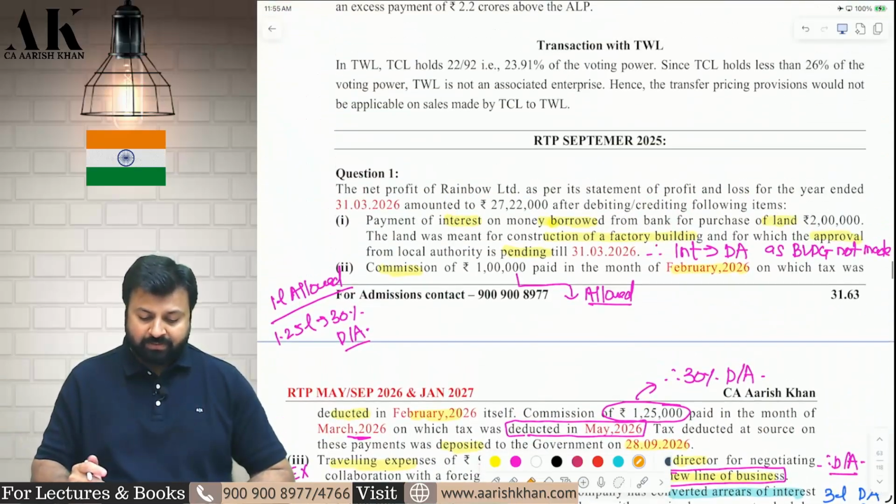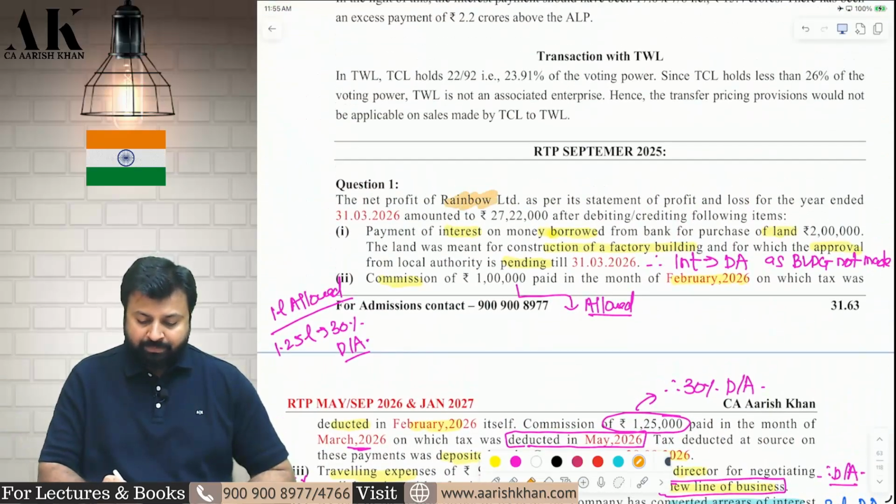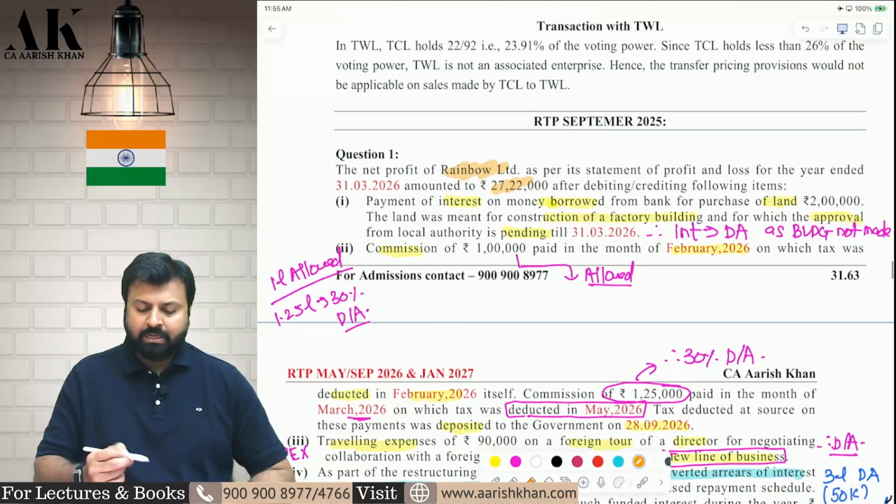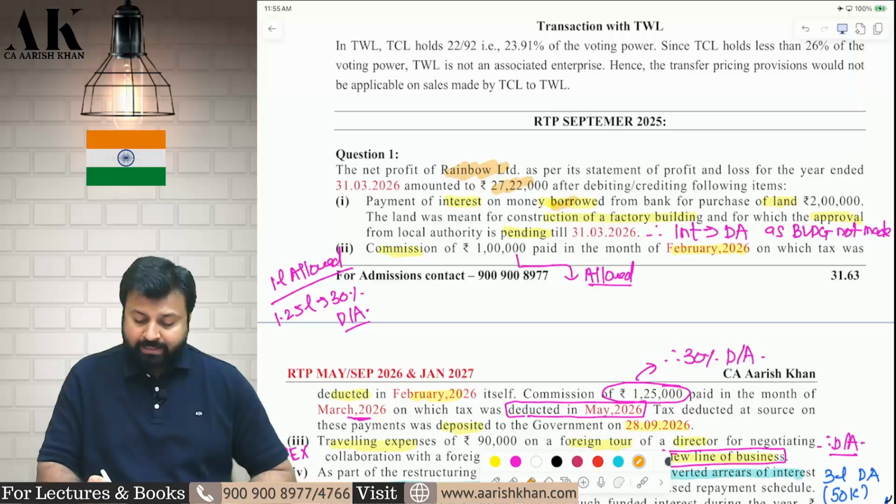Okay. So let's start with the first adjustment. Assessee is a company, Rainbow Limited. The profit of the assessee is 27,22,000 rupees. The very first adjustment is that the assessee has taken some loan for purchasing some land. On that land, they will construct some factory building.